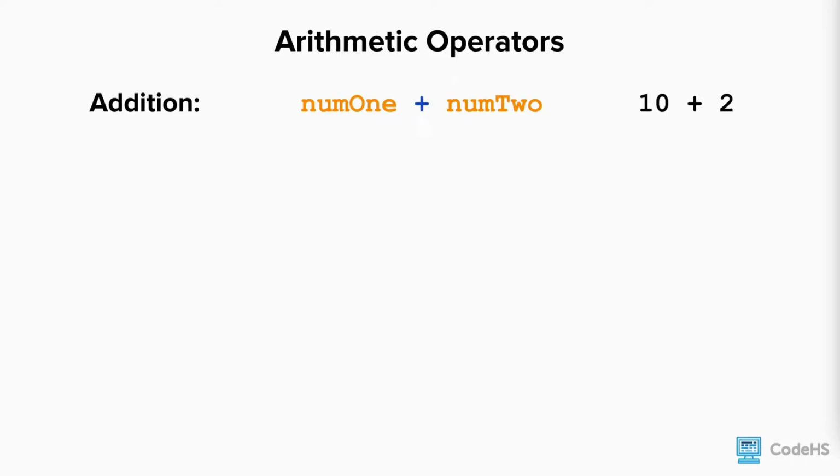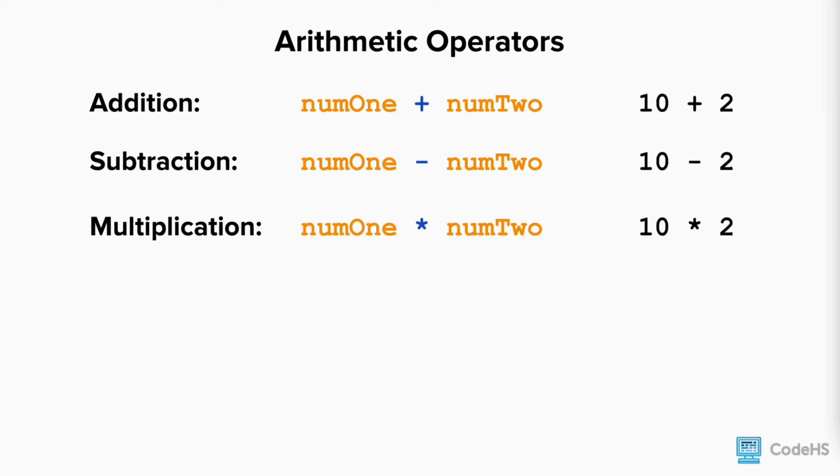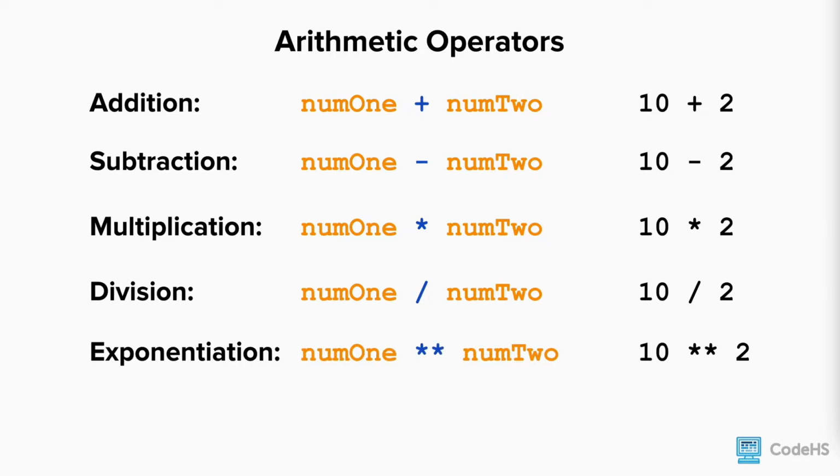To add, we use the plus sign. To subtract, we use the minus sign. To multiply, we use an asterisk. To divide, we use a slash. For exponents, we use two asterisks. For modulus, we use a percent sign.